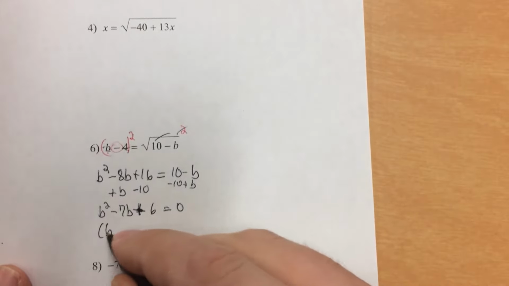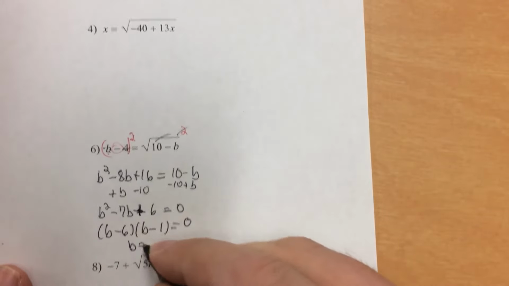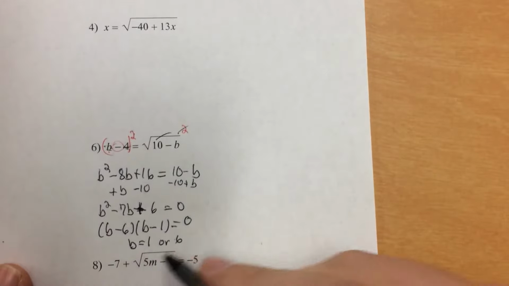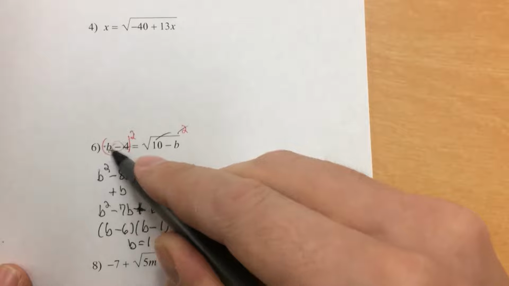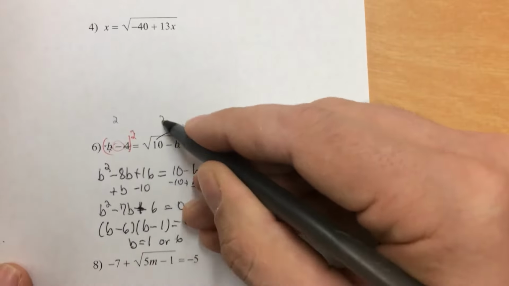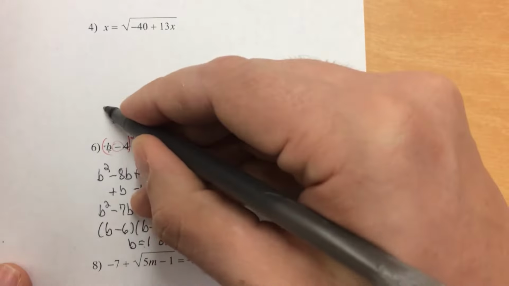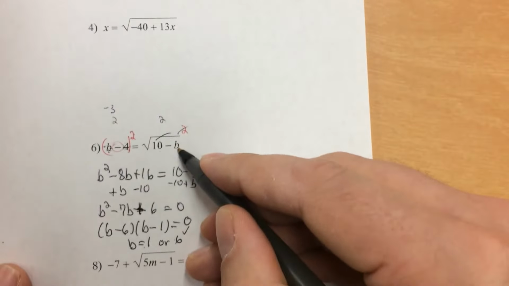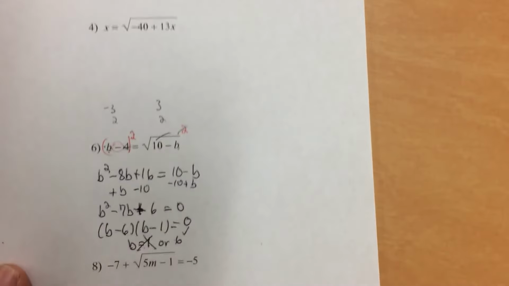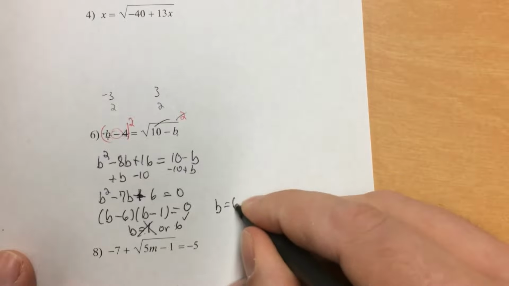This can be factored. B minus 6 times b minus 1 equals 0. B is 1 or 6. When I plug it in, 6 minus 4 is 2. 10 minus 6 is 4. Square root of 4 is 2. 6 works. When I plug in 1, 1 minus 4 is negative 3. 10 minus 1 is 9. Square root of 9 is positive 3, and those are not equal. So b equals 1 is an extraneous solution. So b equals 6 is the only solution.